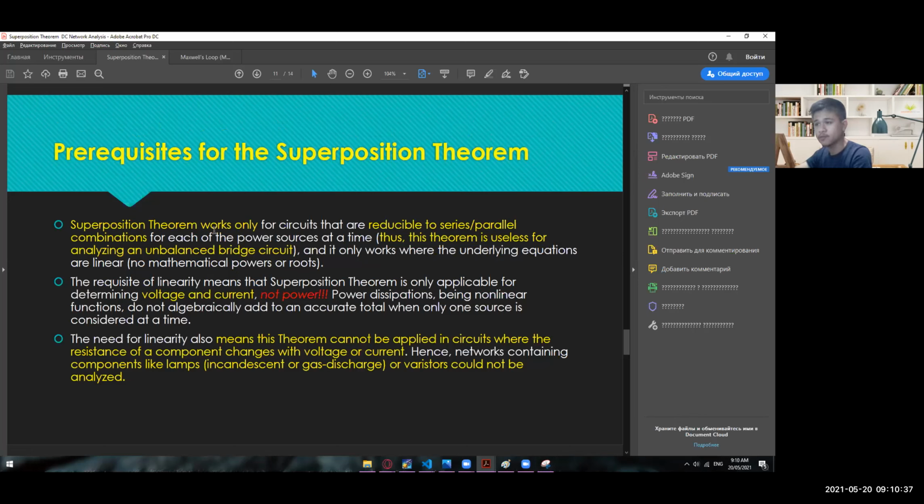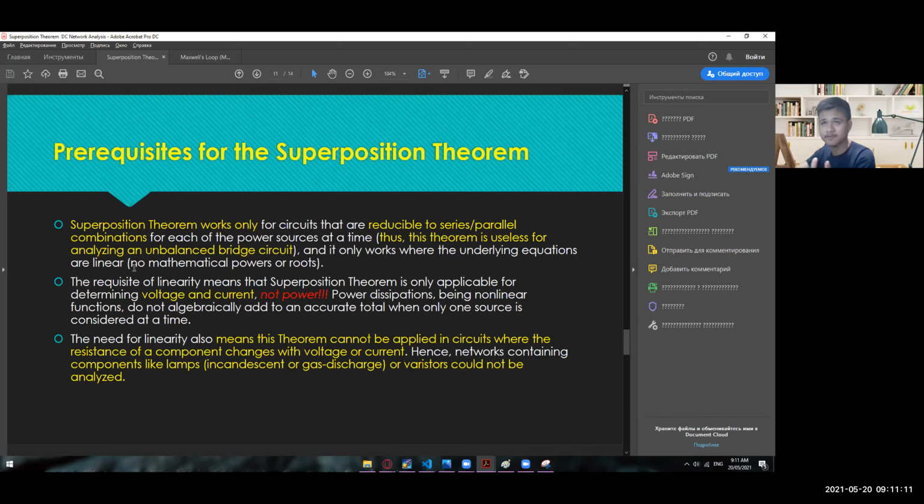So superposition theorem works only for circuits that are reducible to series parallel combinations, for each of the power sources at a time. Thus this theorem is useless for analyzing an unbalanced bridge circuit. So if you want to solve an unbalanced bridge circuit, you can use the mesh current method or the Maxwell loop method. Okay, and it only works where the underlying equations are linear. Okay, so that is their main differences.